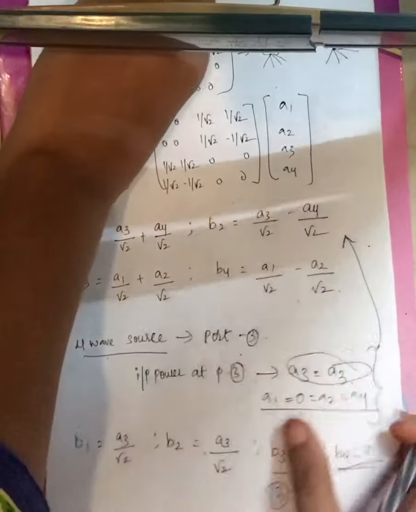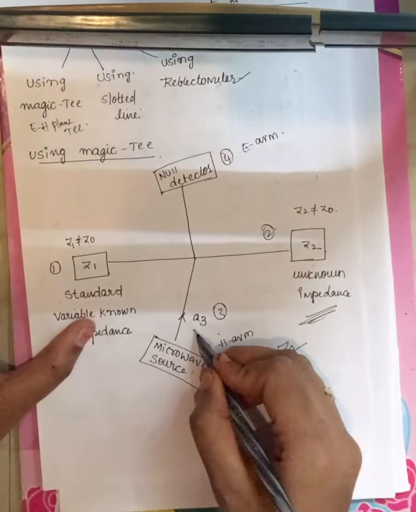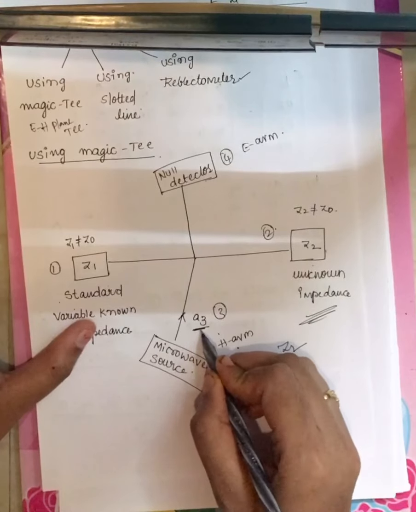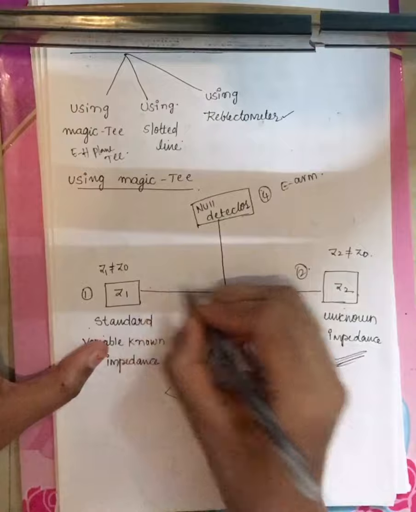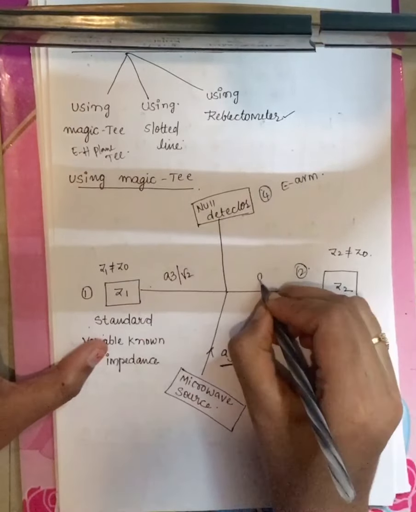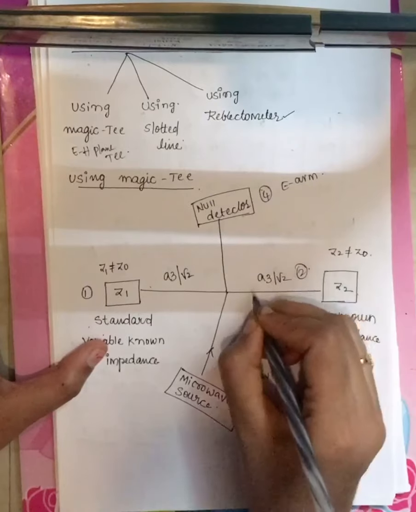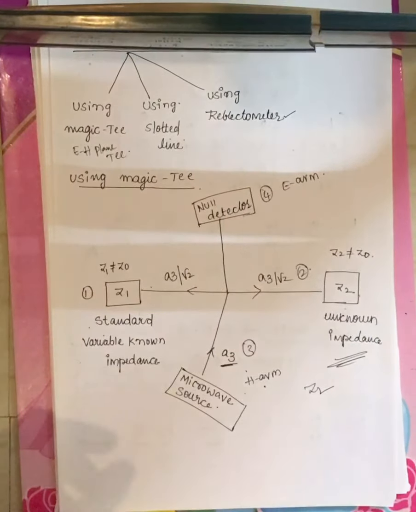Now input is given through port 3, which I am representing as A3, right? Now where are you getting the output? Here, port 1 and port 2. What is the output you are getting? A3 by root 2 here and A3 by root 2 here. Now this is given to your port 1 and port 2, right?